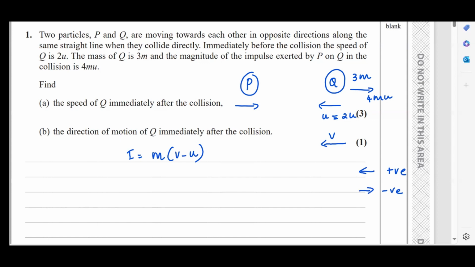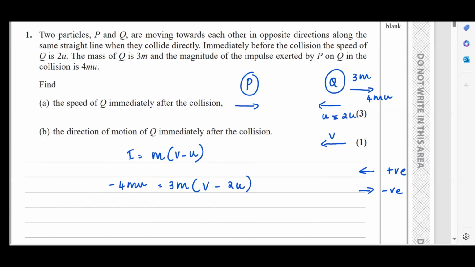Impulse here is acting towards the right, and the magnitude is given as 4mu. So my impulse is going to be minus 4mu, because the impulse is acting towards the right, and we took the right direction as negative. So impulse I is equal to minus 4mu, and the mass of particle Q is 3m, into v, the final velocity which we need to find, minus the initial velocity 2u. If I get a negative value for v, that means the direction I have considered is opposite.